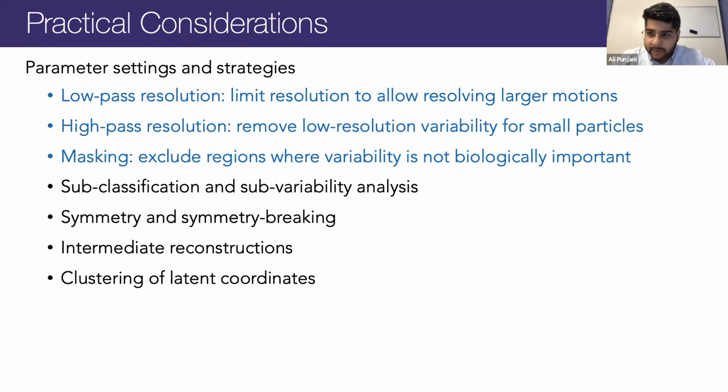And so using a high pass resolution can often help when you're not seeing things that look like motion, if you're seeing variability components that just have large blobs moving in a way that seems to be disconnected from the actual protein.